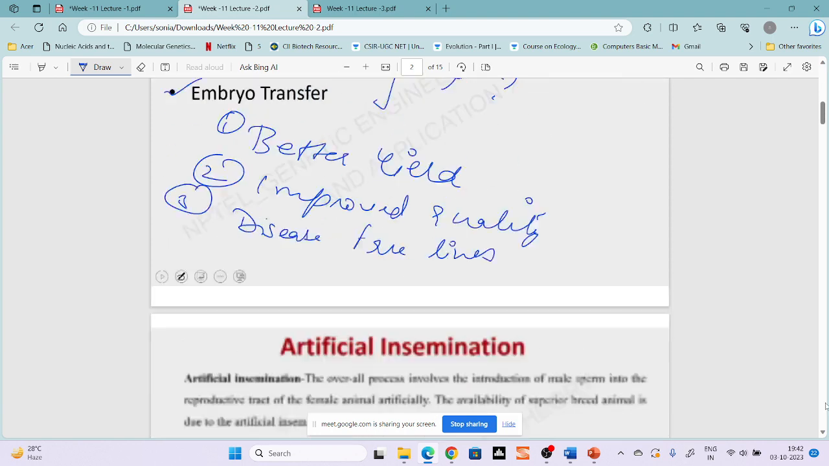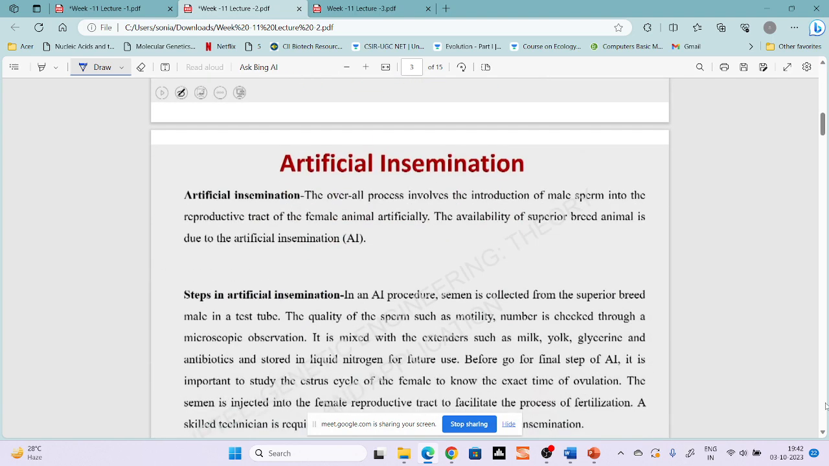If you just look into it, this artificial insemination is now in our country a very widely used technique, especially in the parts where agriculture practices are more.